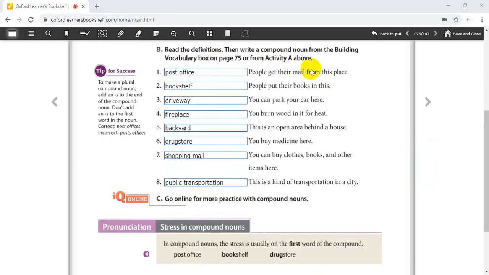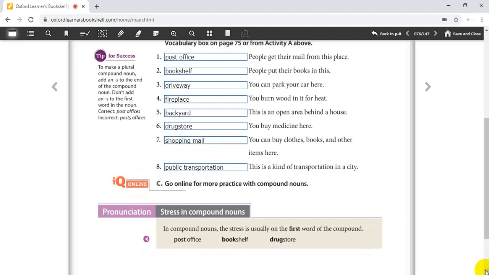People get their mail from this place. It's a post office. People put their books in this: bookshelf. You can park your car here: driveway. You burn wood in it for heat: fireplace. This is an open area behind a house: backyard. Number 6, you buy medicine here: drugstore. Number 7, you can buy clothes, books and other items here: shopping mall. And number 8, this is a kind of transportation in a city. Definitely it's public transport.